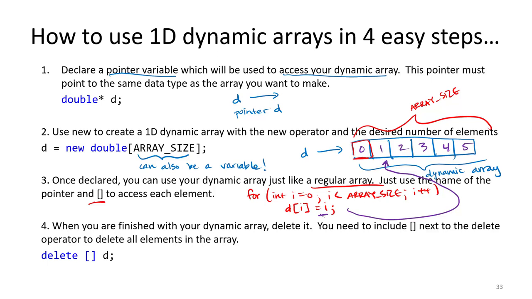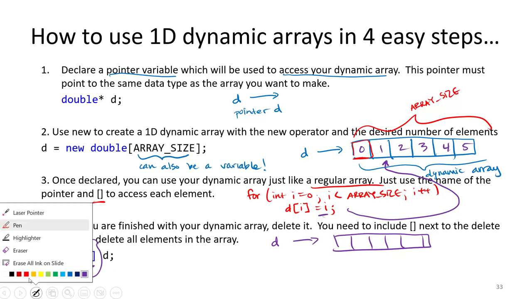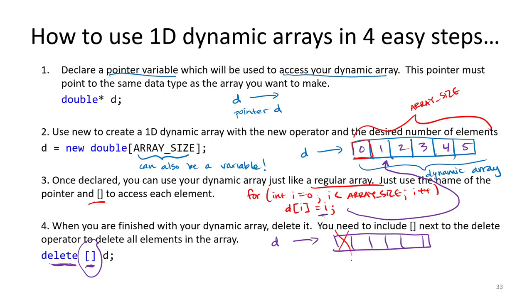Finally, when we're done with this dynamic array and we want to just delete that whole thing, notice what we do is we use the delete operator with some square braces next to it. We need to include these square braces in order to delete all the elements in that array. Otherwise, we'll only delete the first element. So if I use delete with square braces D, that will delete everything that's left and leave me with an uninitialized pointer D.